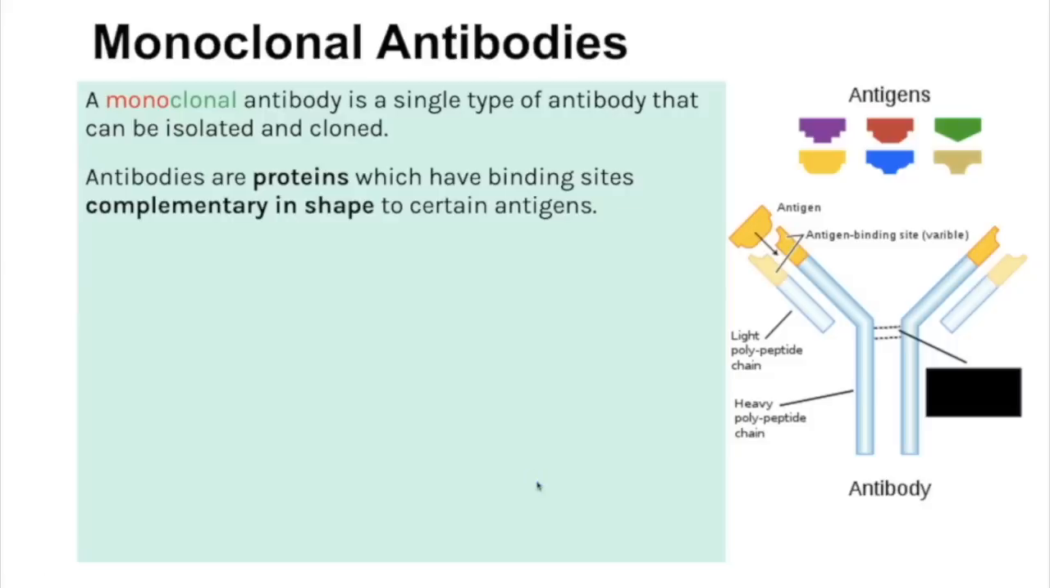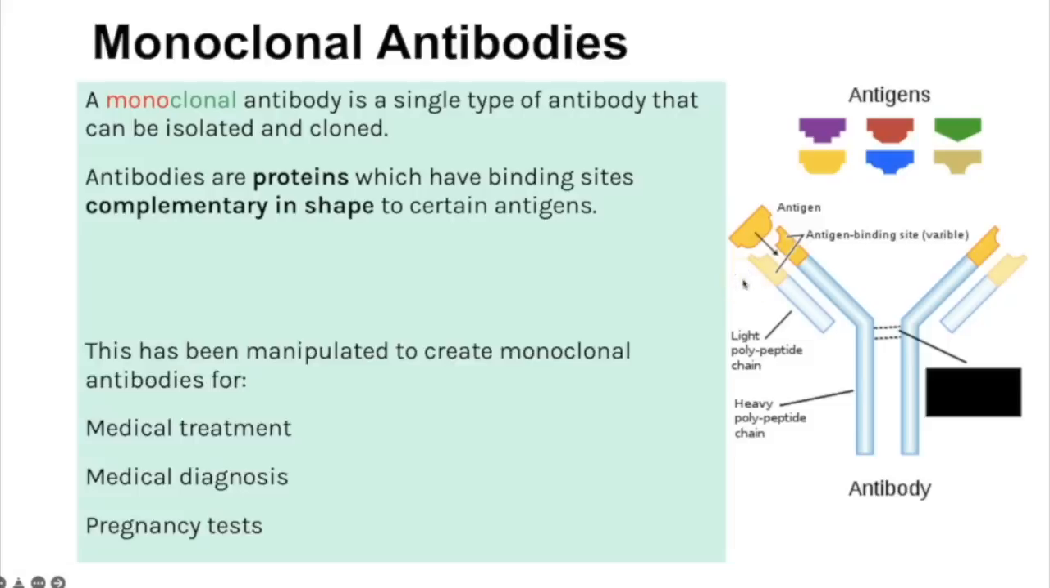So the very final thing is this concept of monoclonal antibodies. Mono meaning one and clonal meaning identical. Antibodies are proteins, which we looked at, and they have binding sites complementary in shape to a particular antigen. And this has been manipulated to create monoclonal antibodies. That can be for medical treatments, medical diagnosis, it's used in pregnancy tests, it's also used in tests such as drug testing and testing for other viral diseases.